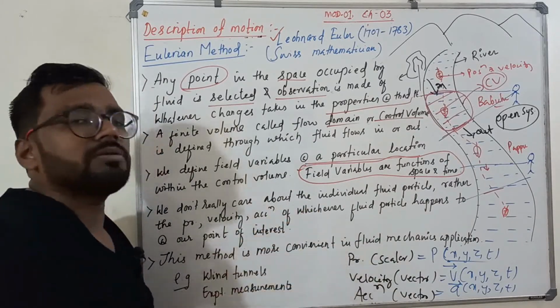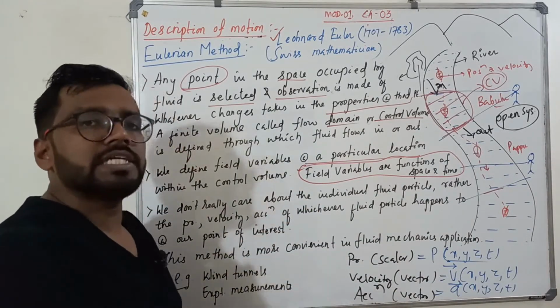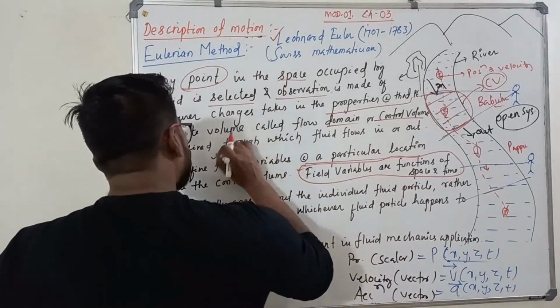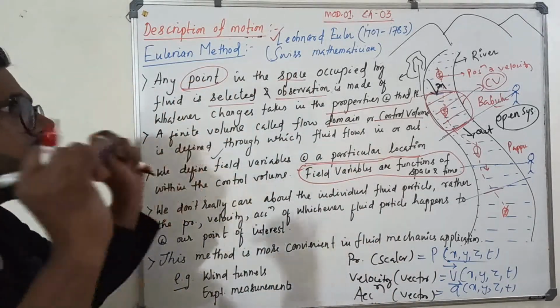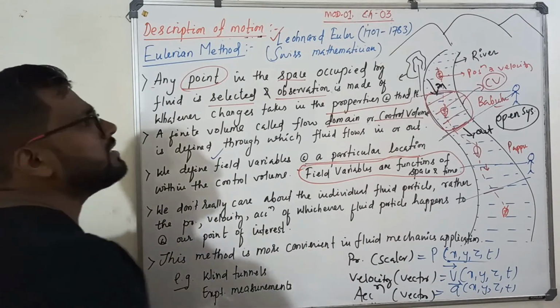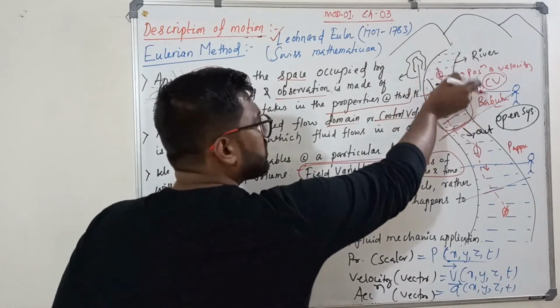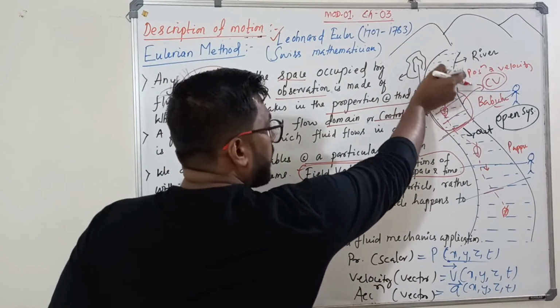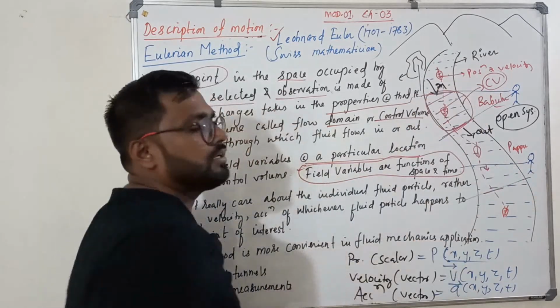So continuously we will be discussing x, y, z, t, that is space and time, because by default we are taking the field variables within the control volume. Super, fantastic. It means what the velocity, acceleration and pressure are when the fluid came inside the control volume and came out of the control volume.